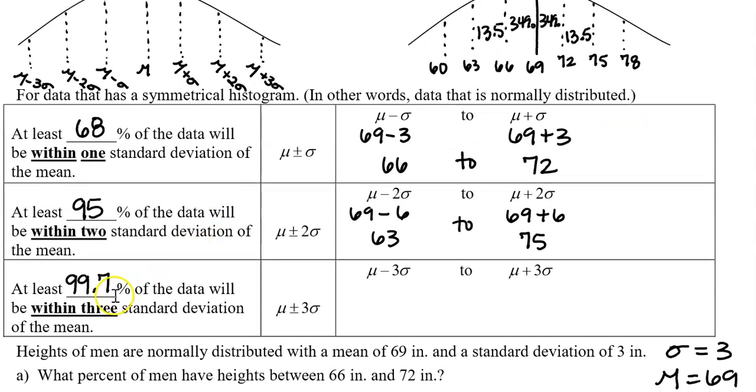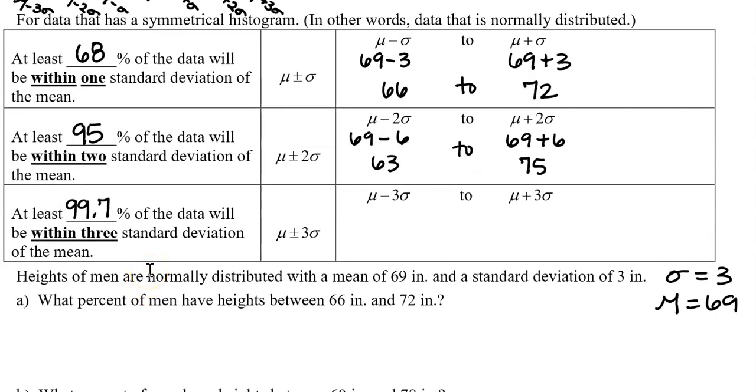Moving on to where 99.7% of the data lives, I need to now subtract 3 standard deviations. So I'm looking at 69 minus 9. 69 minus 9 gives us 60. And then we will add 3 standard deviations. 69 plus 9 gives us 78. So 99.7% of the data lies between 60 and 78.